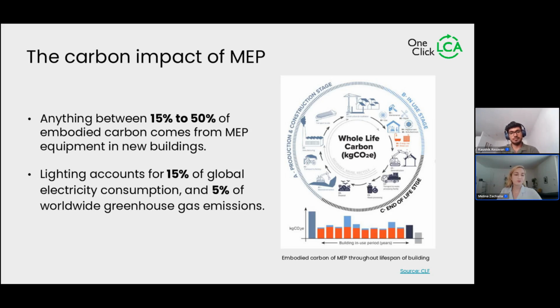As you can see here, throughout the whole life of a building, lighting accounts for up to 15% of global electricity consumption and 5% of global greenhouse gas emissions. And as you can see on the graph right here, provided by the Carbon Leadership Forum, the carbon of lighting and MEP systems is really consistent throughout the entire lifespan of a building. This is why reducing the carbon impact of MEP systems and lighting is really important.